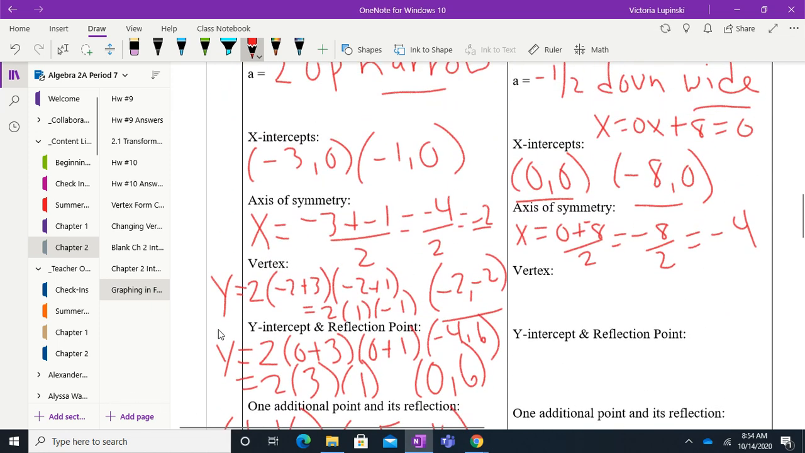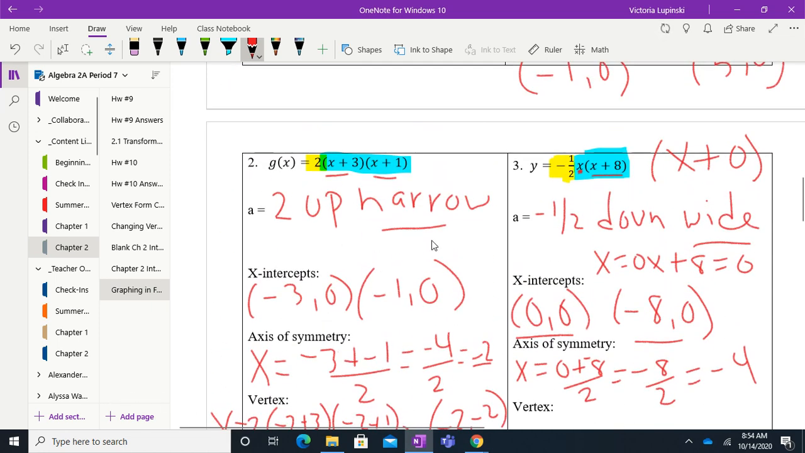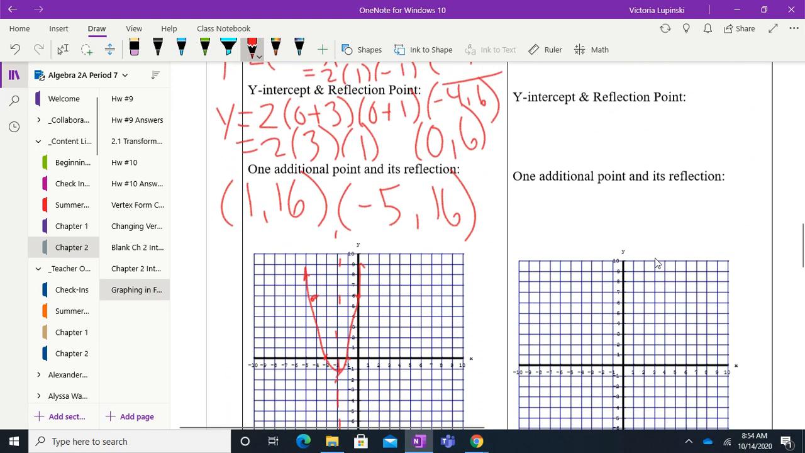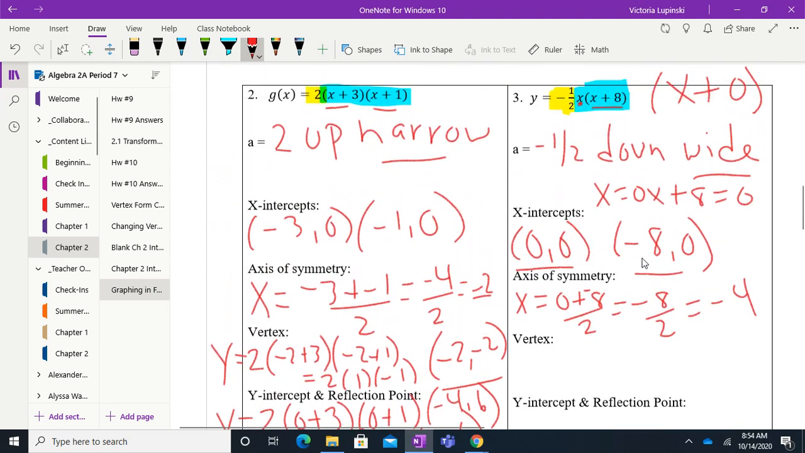And go back to the beginning, you told me that this graph should face up and be slightly narrow, and I think that is a pretty accurate description of what is taking place here. Finally, let's go ahead and finish up number 3. So just to reiterate, -1/2 means it's going to be wide and face down.